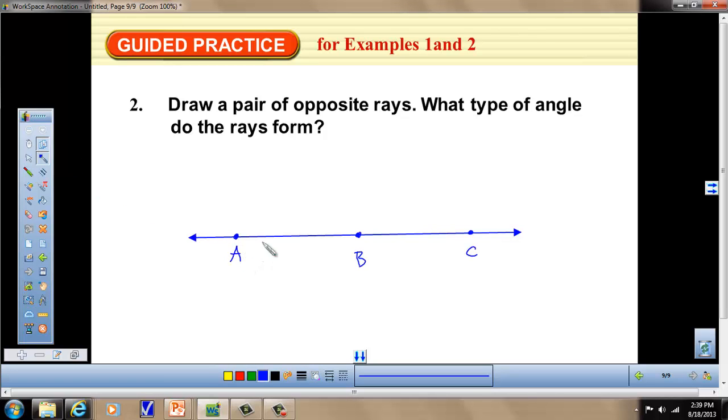The names of the two rays, one of the rays is ray BC, because we start at B and go through C. The second one is ray BA. Remember, we started at B and went through A. What kind of angle do the rays form in this case? It's 180 degrees, so this is a straight angle.